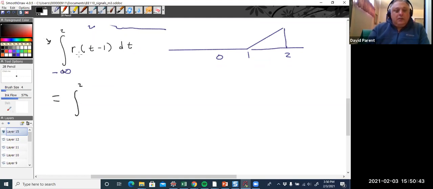Now, what is ramp(t minus 1)? Well, what is a ramp function? It's really t times u(t). And so in order to do this, you have to expand it out. But what's t? t minus 1.